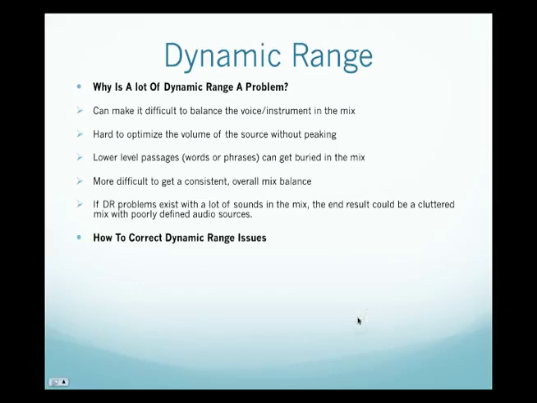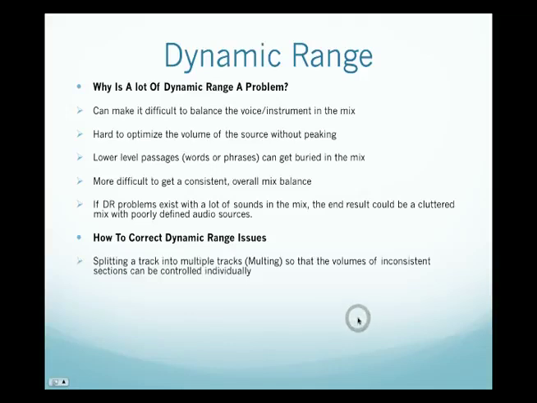So how can we correct dynamic range issues? There are a few ways. One of the ways we can do it is splitting a track into multiple tracks. We call this multing, so that the volumes of inconsistent sections can be controlled individually. So if you have a really loud section of a vocal recording you just did, you can take that loud section, mult it out, and put it on its own track so you can control the volume of that loud passage on its own.